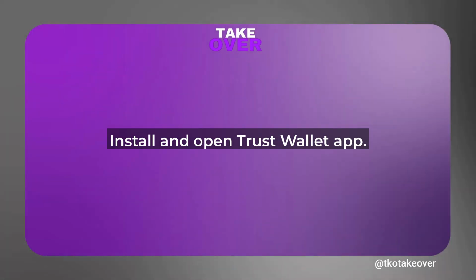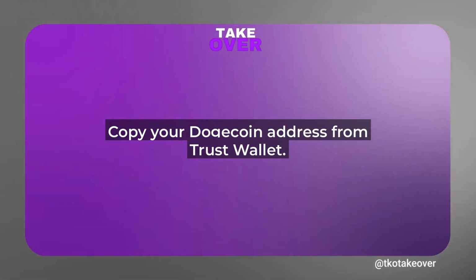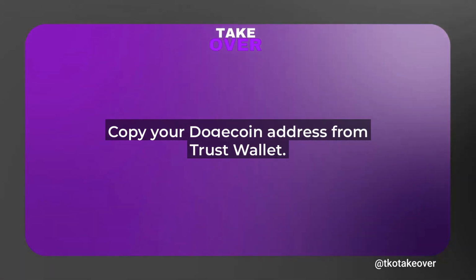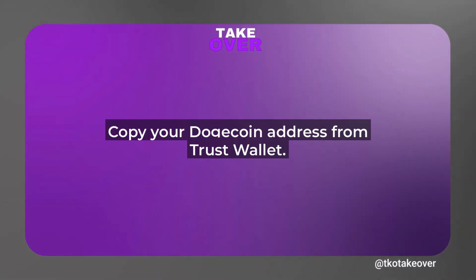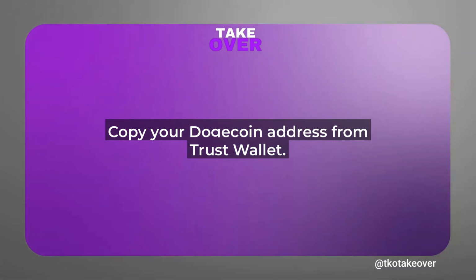First things first, make sure you have both the Coinbase Wallet and Trust Wallet apps installed on your device. Open up your Coinbase Wallet and log in. You'll want to navigate to your Dogecoin balance. It's usually under the Assets tab. Double check that you have some Doge ready to transfer.